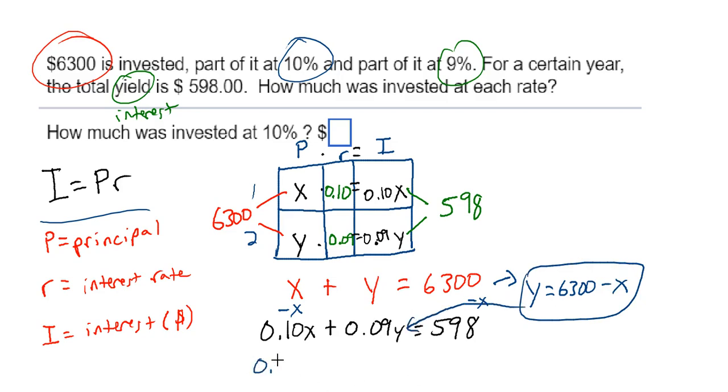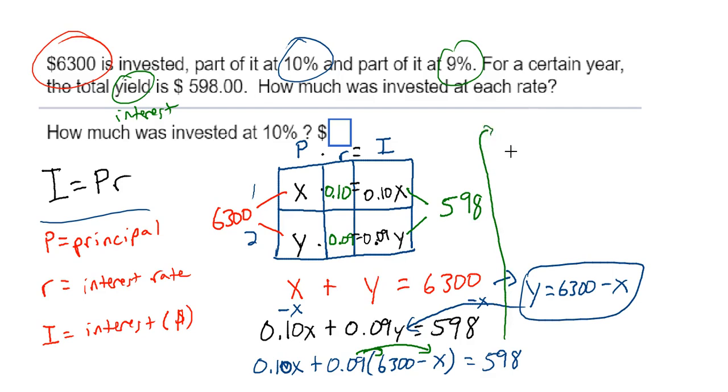So I'll get 0.10x plus 0.09. In place of Y, I'm going to plug in 6,300 minus X equals 598. I'm sorry, this should have been a better zero here. All right. And then we're going to solve that for X. We will start by distributing the 0.09 into the parentheses. So I'll continue up here, even though I'm really running out of room.